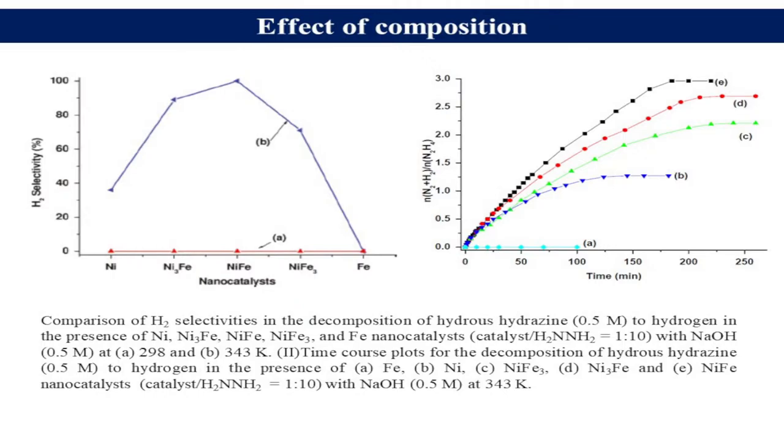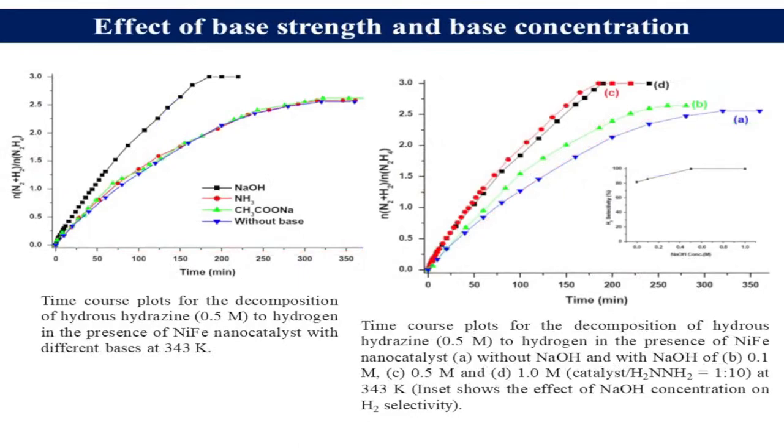Here, not only the base, its nature is also important. So we have done the reaction in absence of base also, and using one salt and one weak base also. So only the strong base like NaOH is important to enhance the selectivity, and that depends on the concentration of base also. When the ratio of base is 1:1 with respect to hydrazine, we are getting the complete selectivity in the reaction.